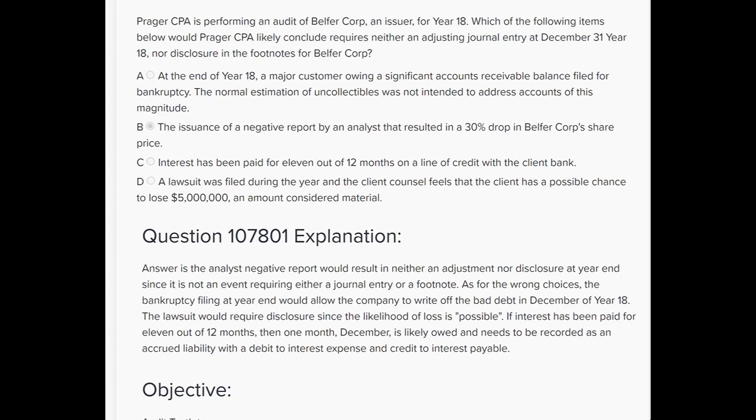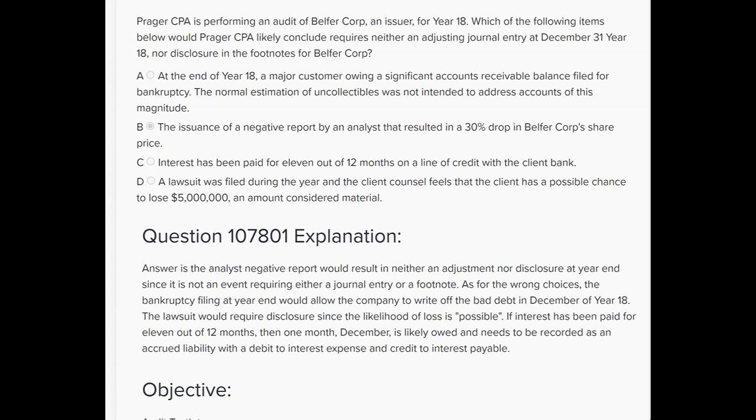B, the issuance of a negative report by an analyst that resulted in a 30% drop in Belfer Corp's share price. Well, the issuance of a negative report or a positive report by an analyst, that does not result in an adjustment nor any disclosure at year end.